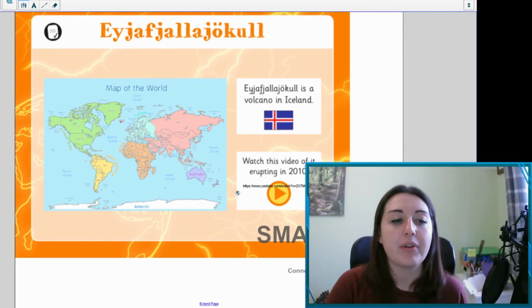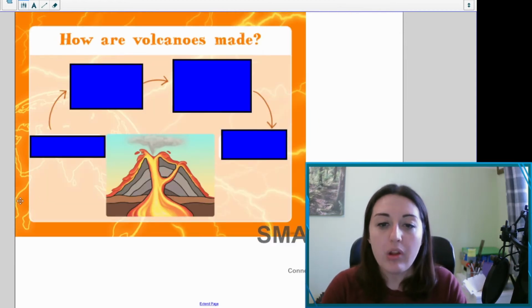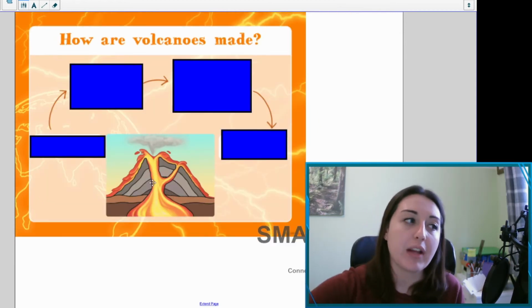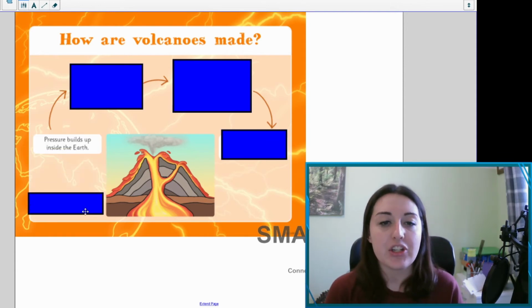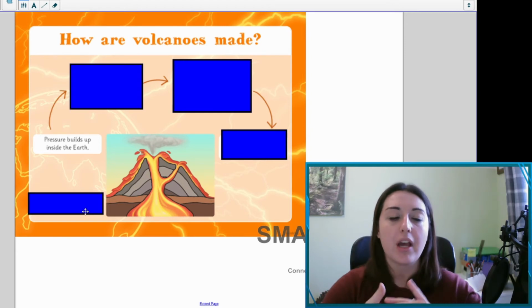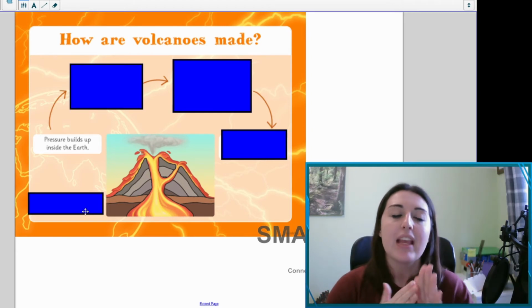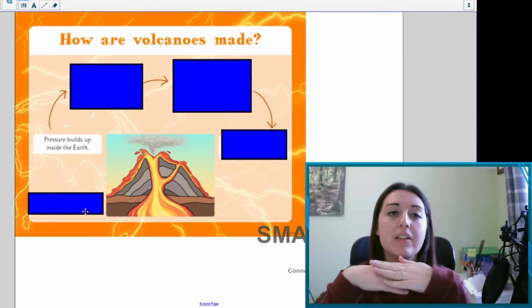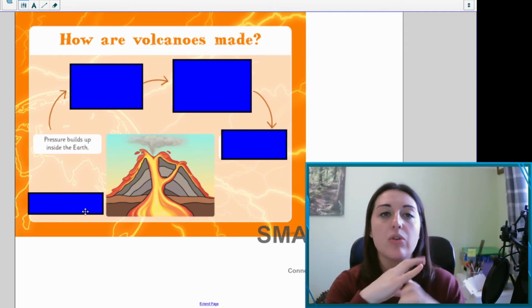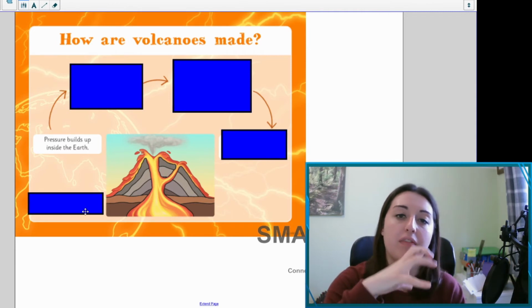So how is a volcano made? Well, this is what it looks like if you chopped a volcano in half and you're able to see inside. What happens initially is pressure builds up inside of the earth, and like we did with the plates moving apart, this kind of pressure is underneath the surface, and it's all of that magma and stuff. It builds up in pressure.